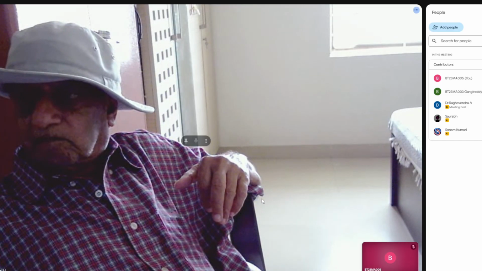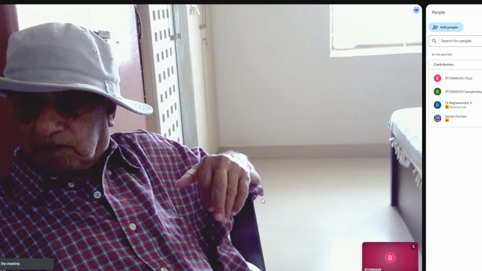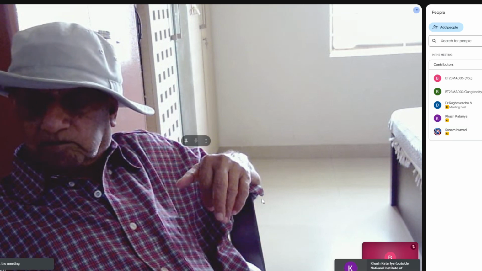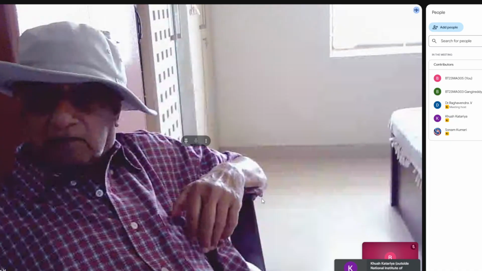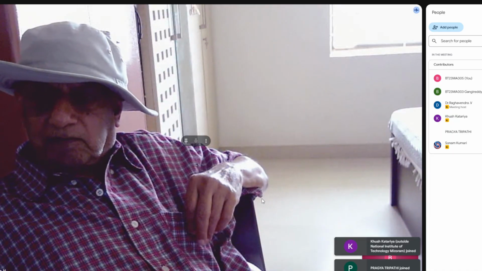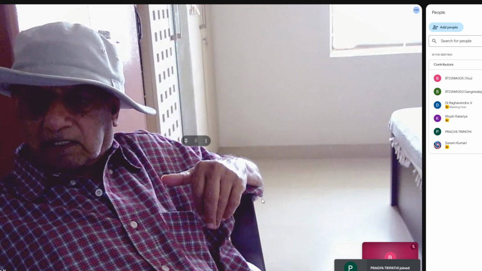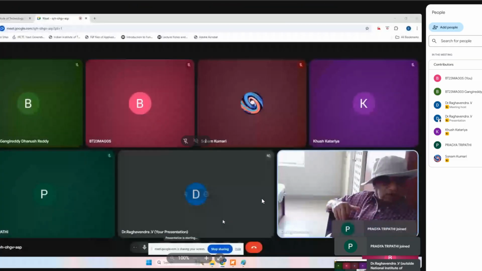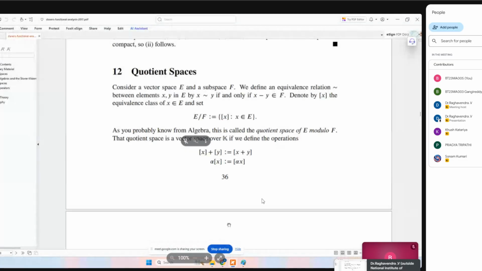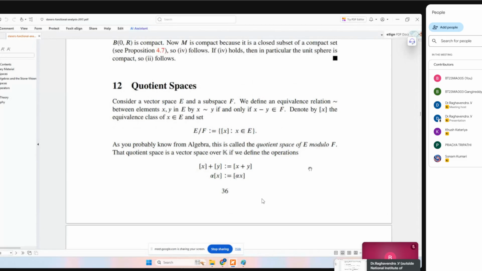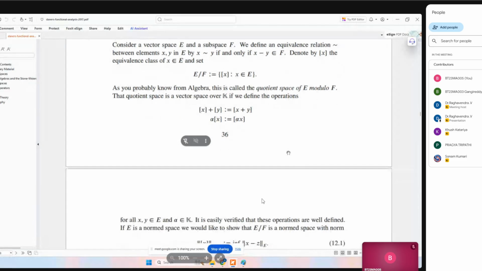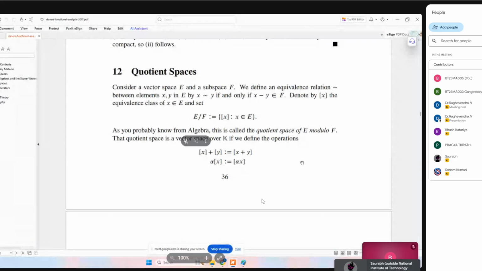So I'll continue with the lecture. But this part of the story, I will be very, very brief. In order to make sure that we understand, let me see your syllabus if the quotient space is there. This is one of the things that normally you study in the structure of the normed linear space, what are called quotient spaces.